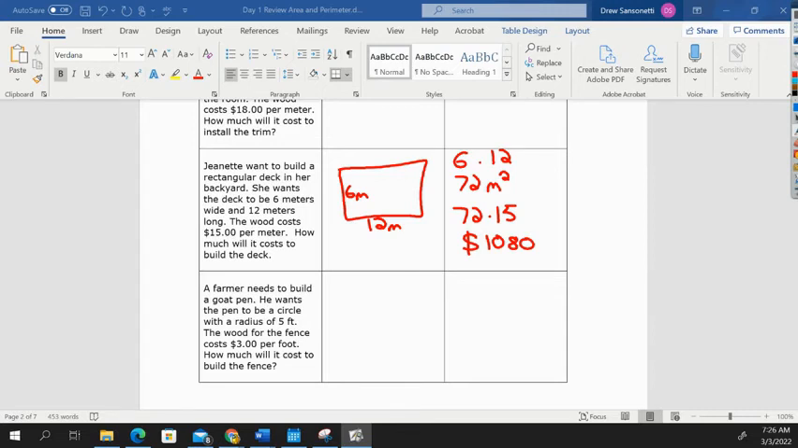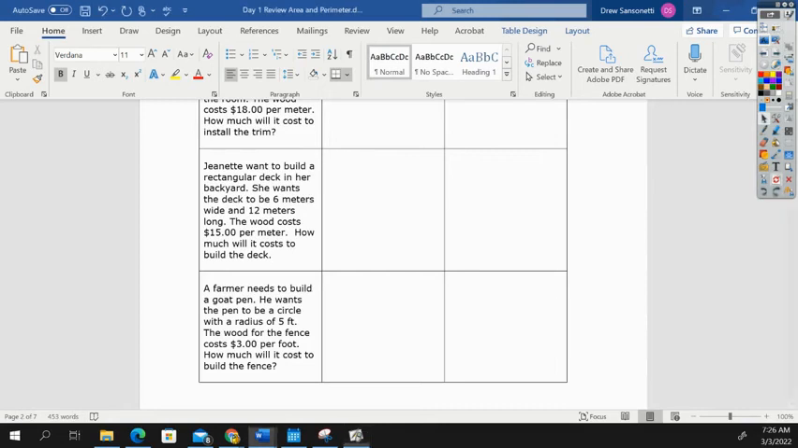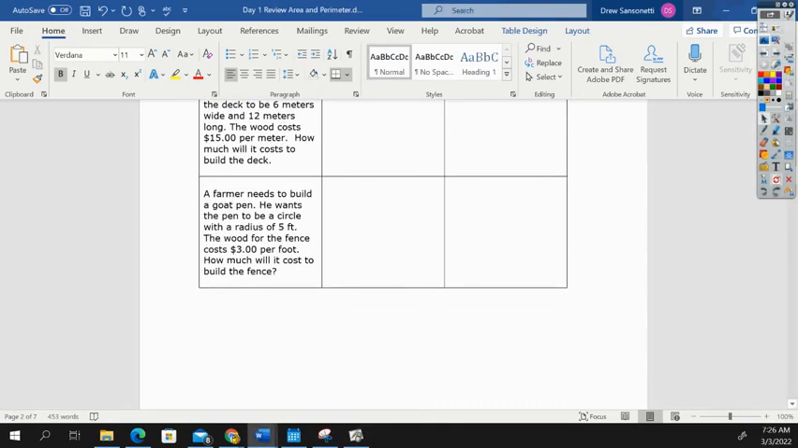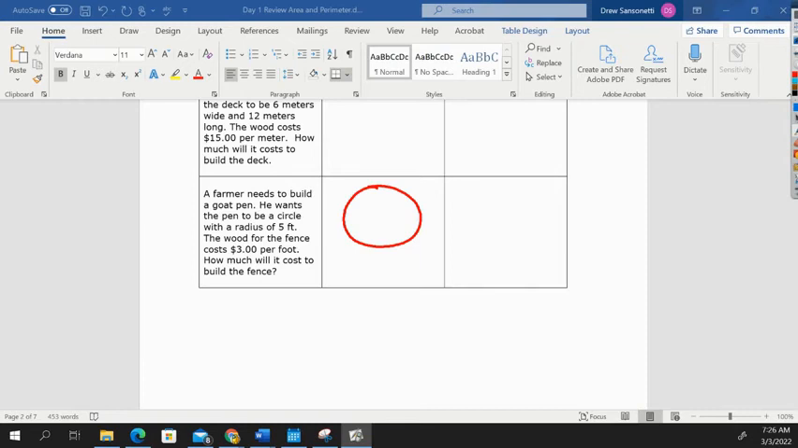So make sure you get that down, and we'll go look at the farmer's goat pen. So it says a farmer needs to build a goat pen. He wants to build a circle. So as soon as they tell me I'm building a circle, I draw a circle, okay? With a radius of 5 feet.